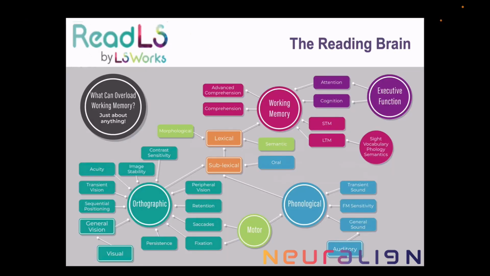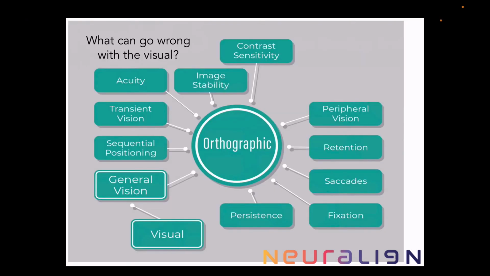So here is our reading brain. All of these components are necessary to be working and functioning properly in order for us to learn to read correctly. And what can go wrong with the vision? There are a lot of components that are needed for the vision as well.